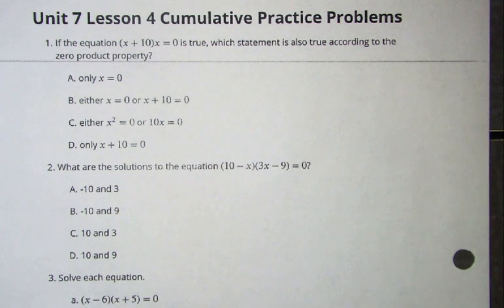In this video, we're talking about the Lesson 4 practice problems numbers 1 and 2. Number 1 says, if the equation x plus 10 times x equals 0 is true, which statement is also true according to the zero product property?